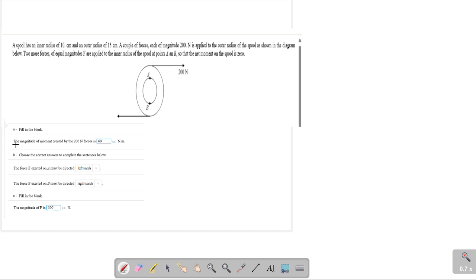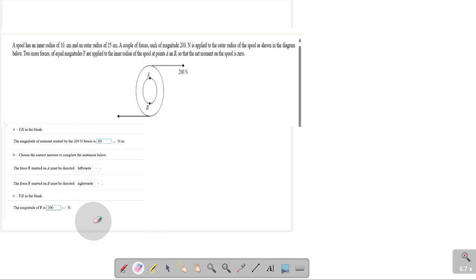The magnitude of the moment created by the 200 Newton forces. So what they mean by that is that this is the 200 Newton forces. We realize that it's a couple. Why is it a couple? Opposite direction, check. Equal magnitude, check. Their lever arms are parallel, check. Are they not coinciding? Check. So they are a couple.